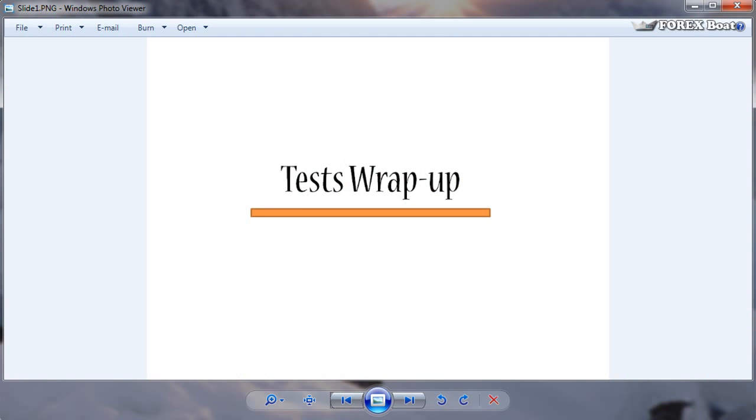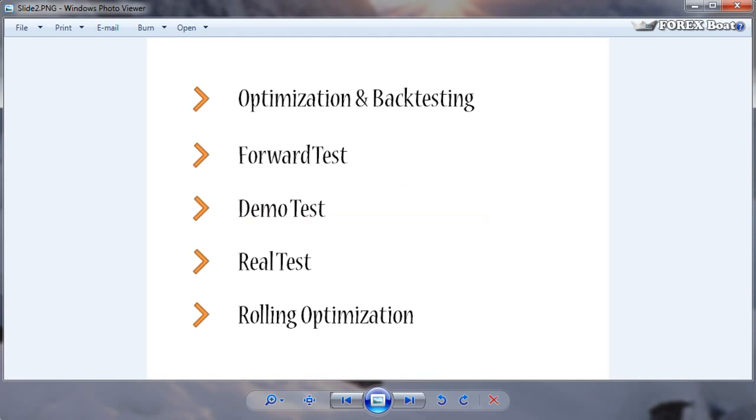In today's tutorial, we will wrap up the practical section of the course. There are 5 main areas relating to testing and optimization of a Forex Robot in preparation to launch it on a large-scale real account. Today I wanted to briefly touch on each of them and give you 3 main points for each one that you could take away from this course for your own future testing and optimizations. So the main 5 areas are optimization and backtesting, forward tests, demo tests, real tests, and rolling optimization. So let's have a look at each one of them in more detail.